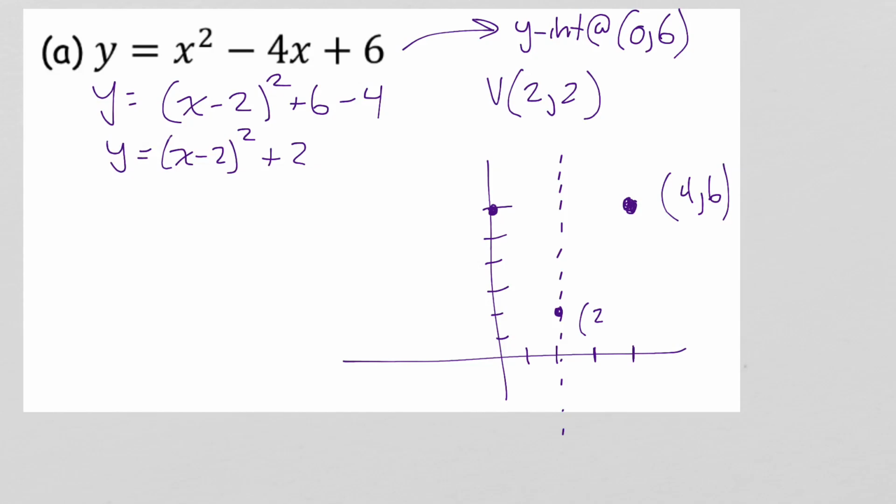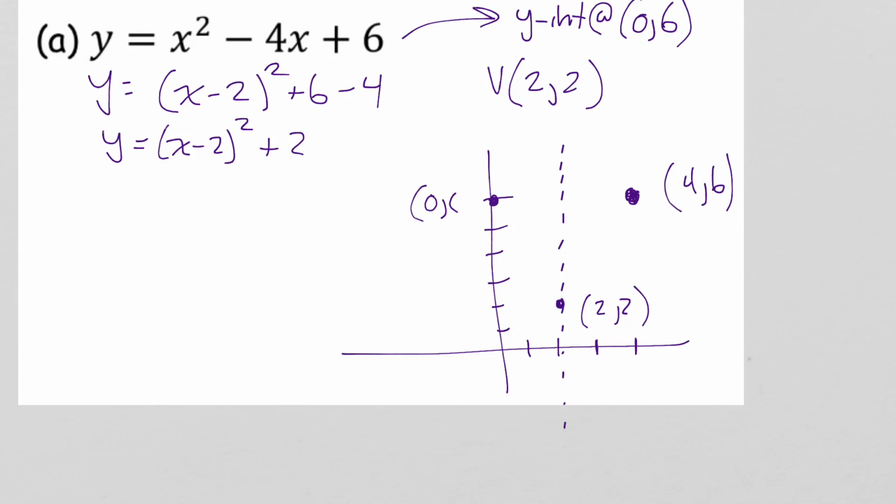Here's my vertex at (2, 2). Here's that y-intercept at (0, 6). And let's put 2 more points on there. Since my a value is 1, I know I should go over 1, up 1, over 1, up 1. So there we have it. There is our parabola right there. And let's identify some information.